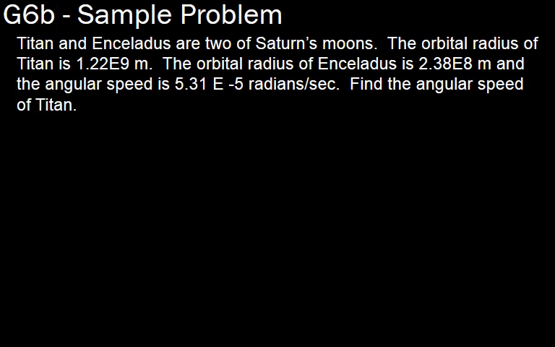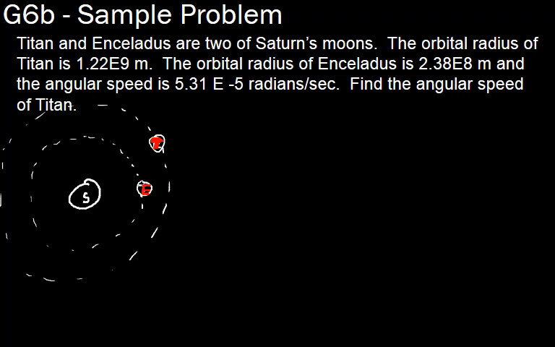Okay, so here we have a set of Saturn's moons, and we have the orbital radius of Titan and the orbital radius of Enceladus, and we have the angular speed. We want to find the angular speed of Titan. See if you can figure this out based on what you've learned so far. Let's go ahead and establish our two objects here, Enceladus and Titan. So go ahead and pause the clip, see if you can figure this one out, and then you can hit play when you're ready to check.